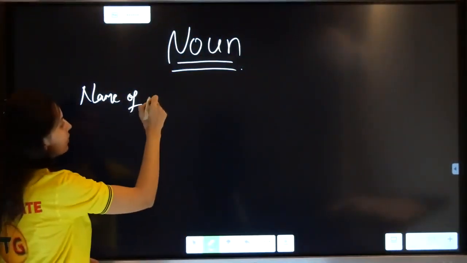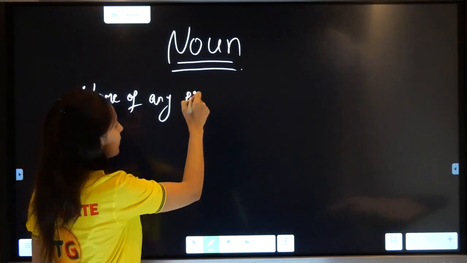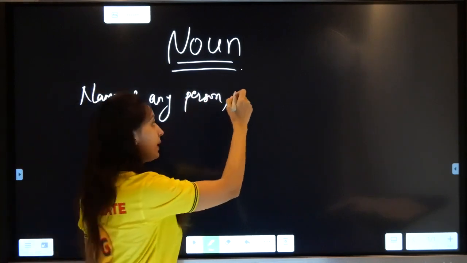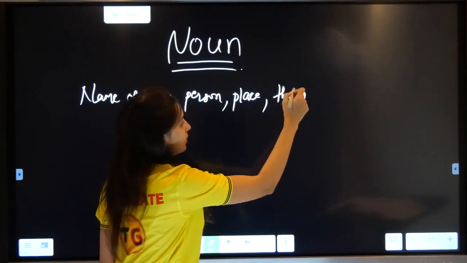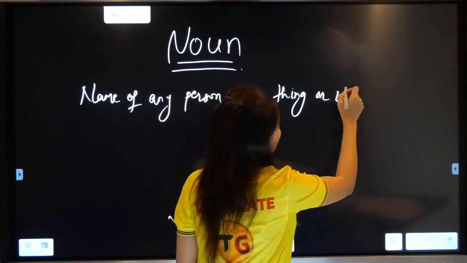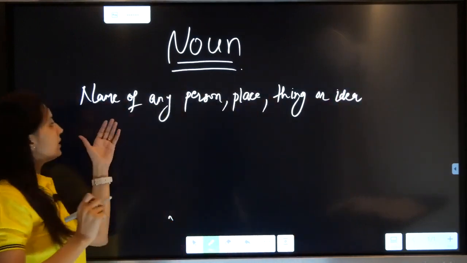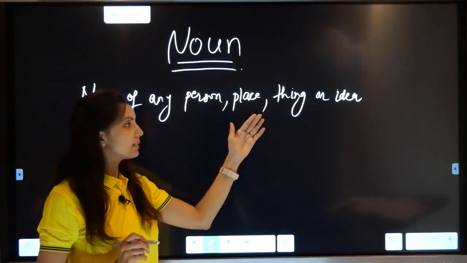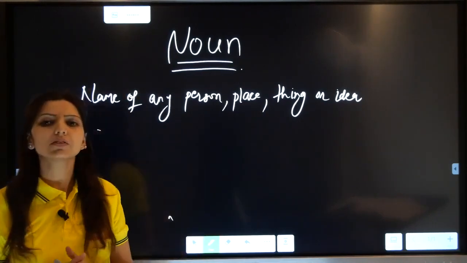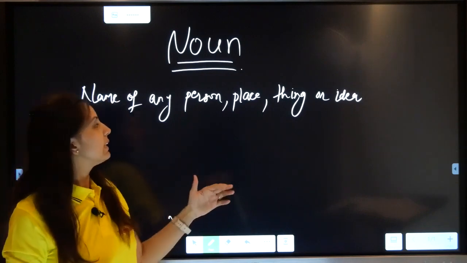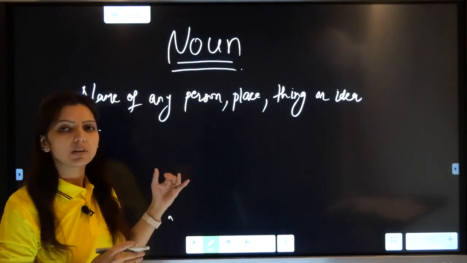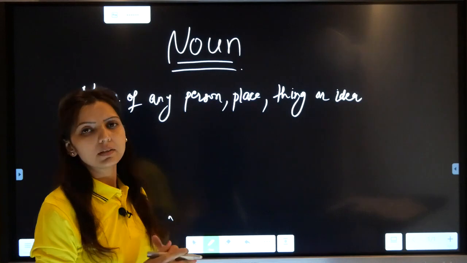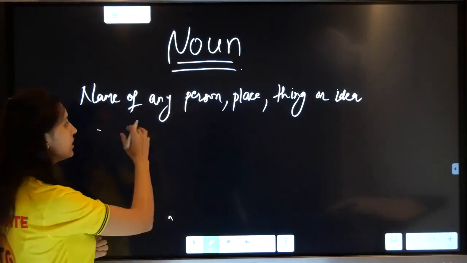Noun is the name of any person, place, thing or idea. That is noun. So all the names in the universe, for example, I can say that this is the board, this is marker, I am studying here. For example, I say Delhi, India. All these names are nothing but noun. Okay, so noun is the name of anything.